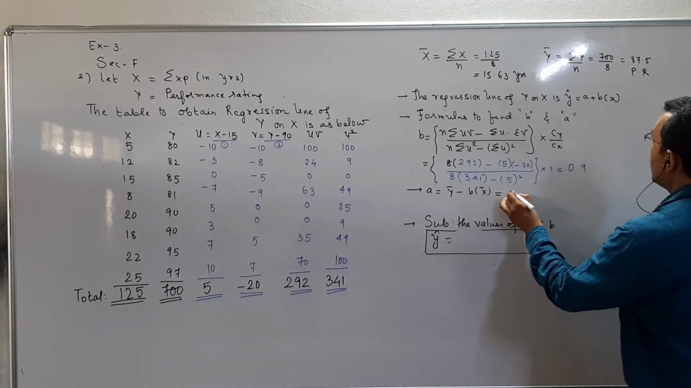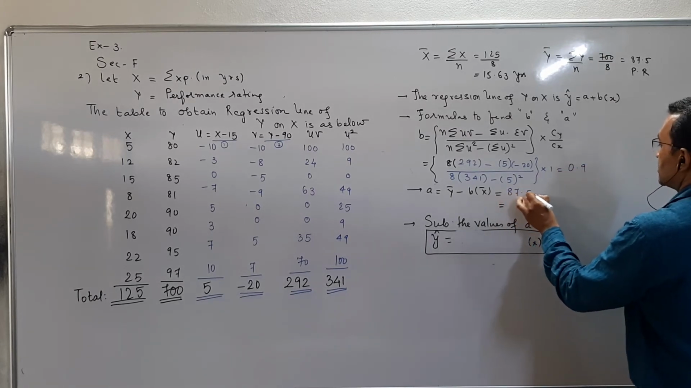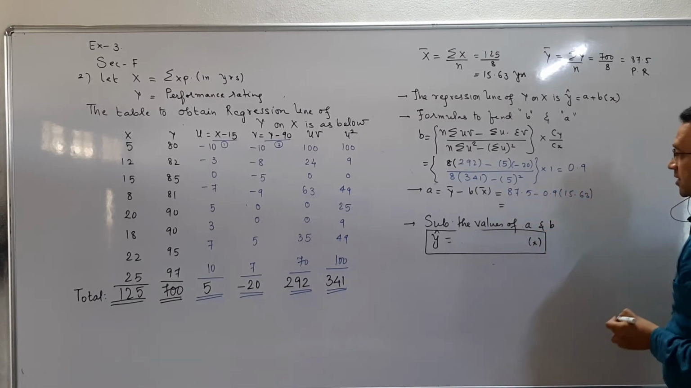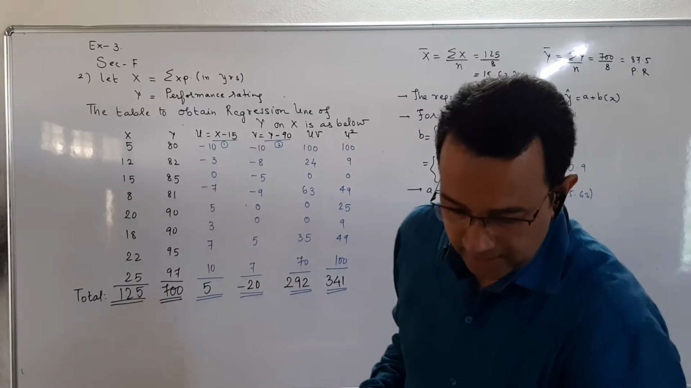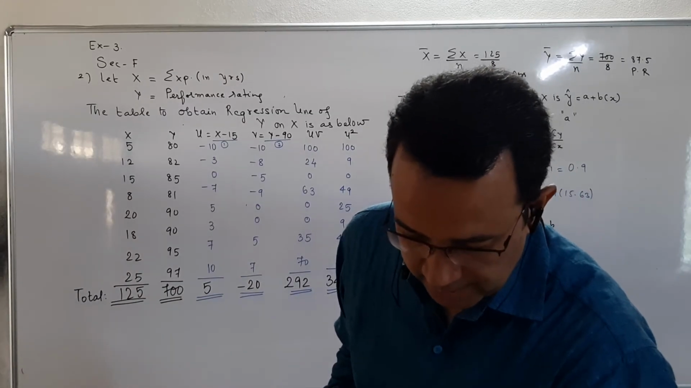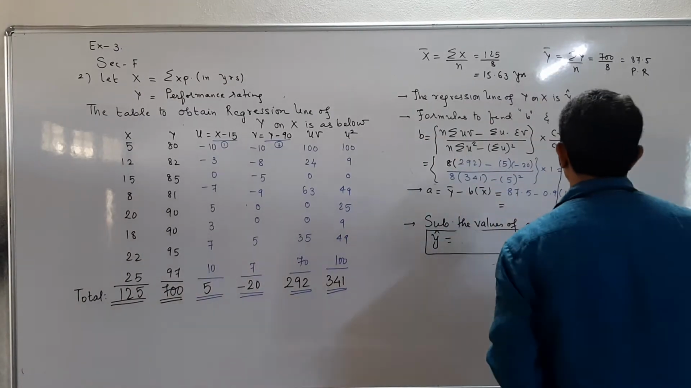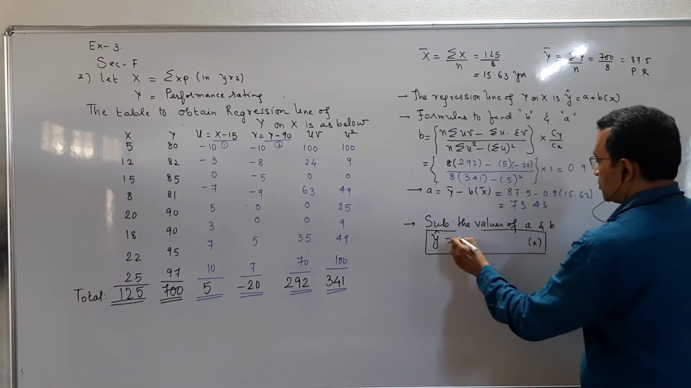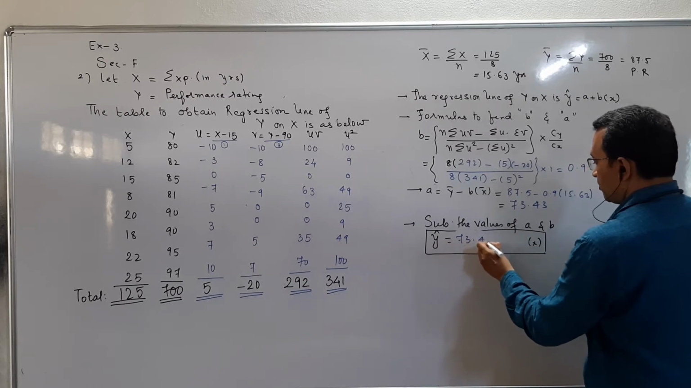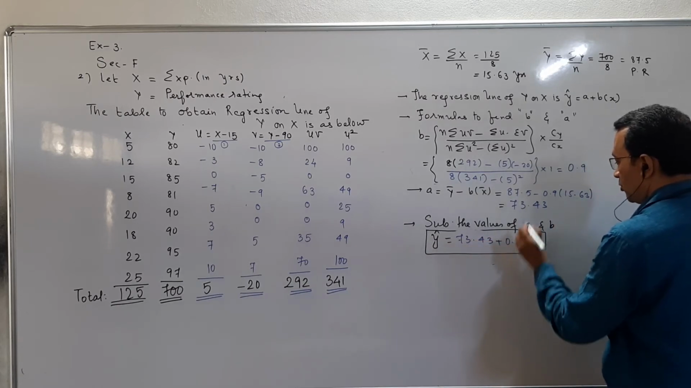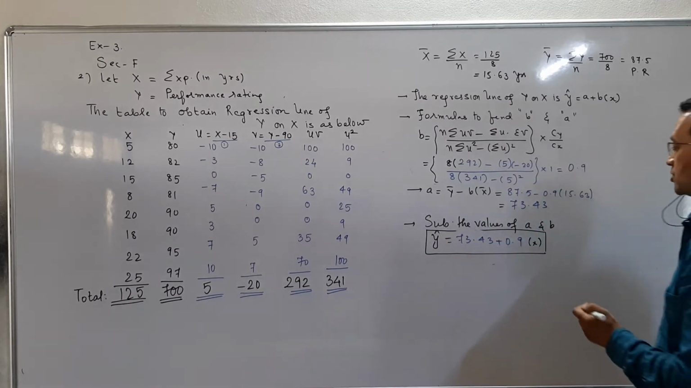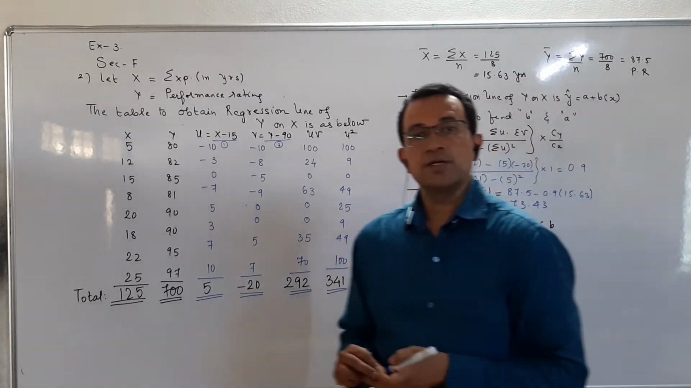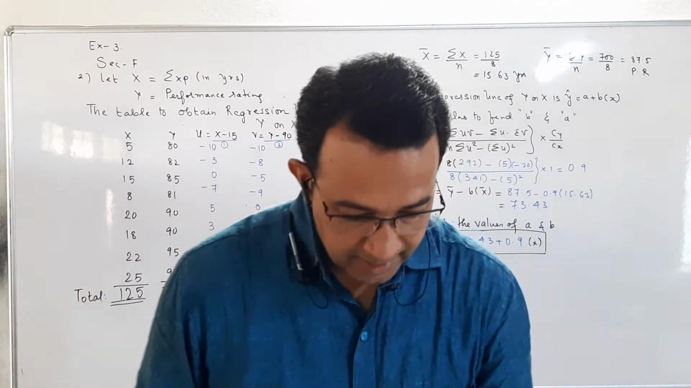Then y bar minus b into x bar. Simplifying this, students, the answer of A is coming as 73.43. Substituting the values of A and B, 73.43 plus 0.92x. This becomes our regression line of y on x.